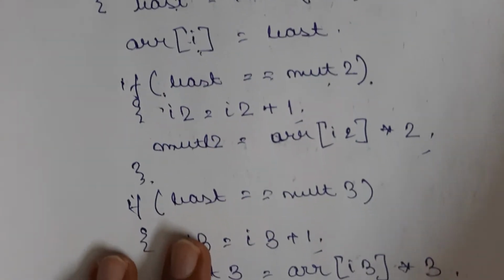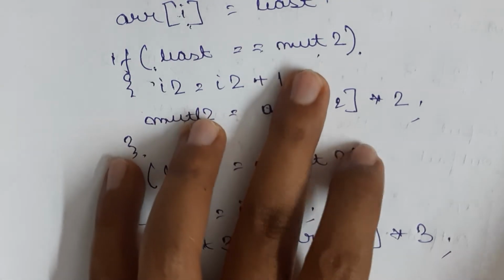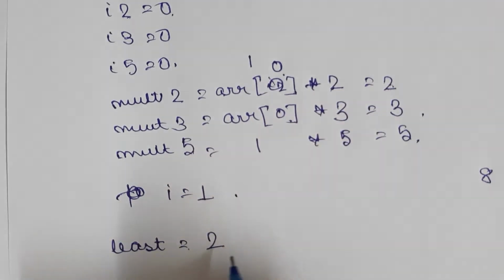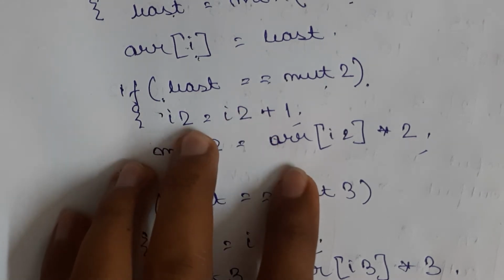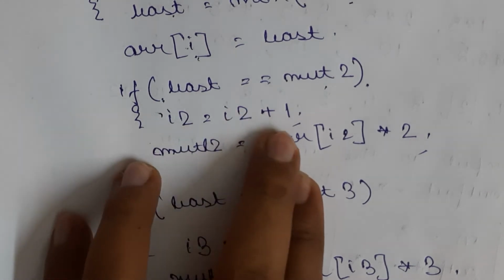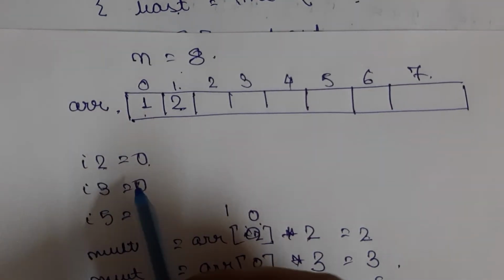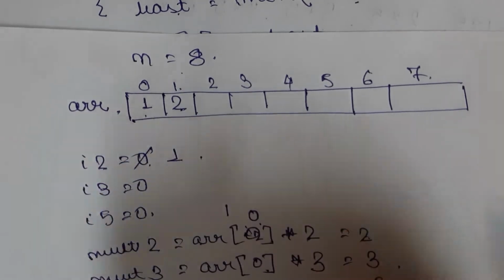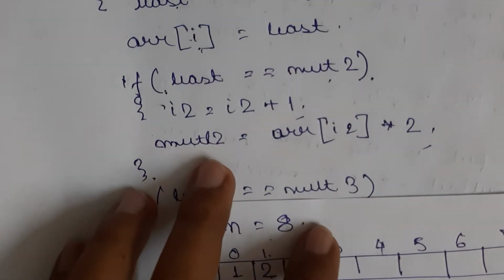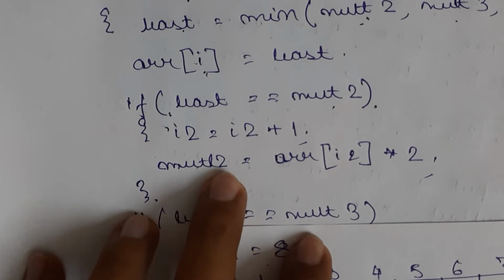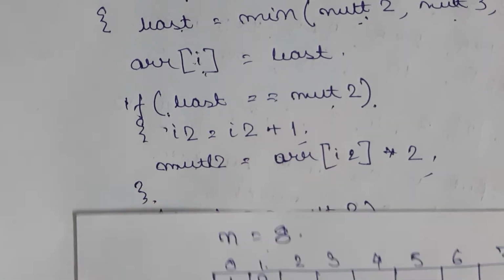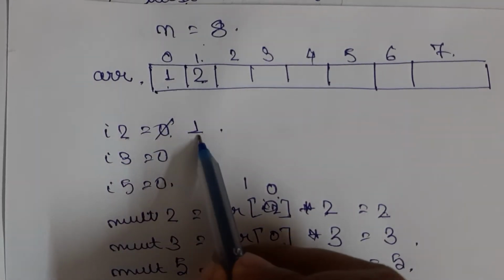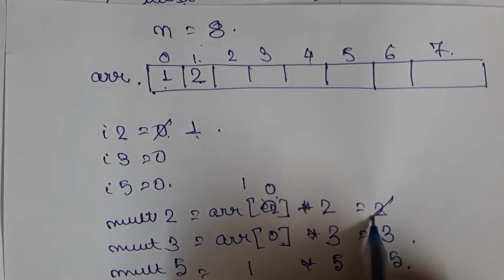Okay, now it is checking if least value is equal to mult of 2. See, the mult of 2 value is 2 and the least value is also 2, correct? So it satisfies this condition. Now what it will do, it will increment the I2 value by 1, correct? So the I2 value is incremented by 1. Now it will change the mult2 value. What will the mult2 value be? ARR of I2. What is the I2 value now? 1, right? So the mult2 value now gets changed.